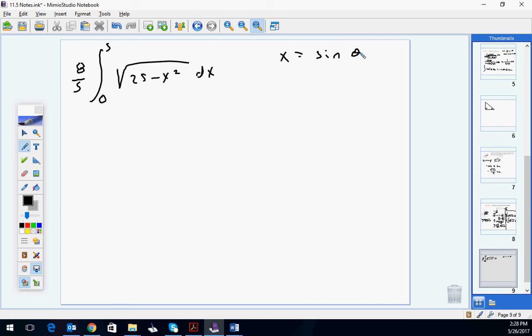Scratch that. We can't make it sine. Why can't I make it sine? I have to make it 5 sine because of the 25.